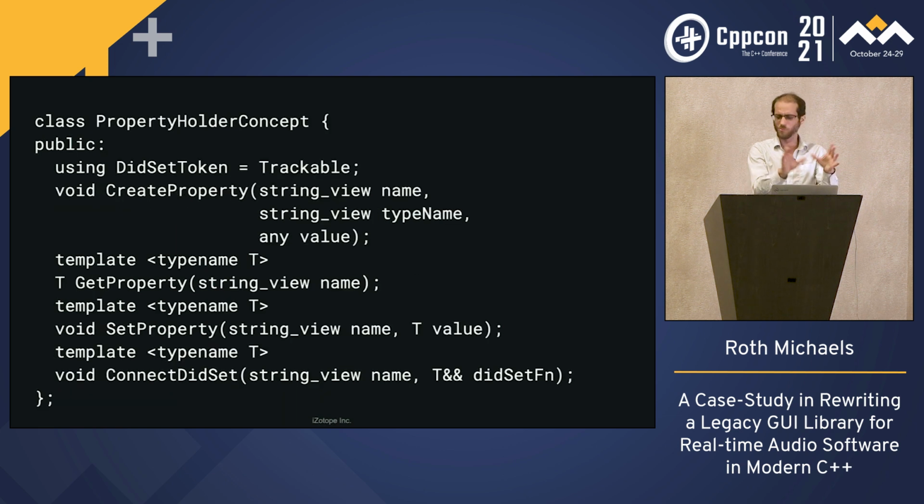And I didn't write this out in the actual concept notation. I have not actually compiled much with C++ concepts from C++20. I wasn't sure if I was lying on the slide. So instead, I'm showing an example class that would satisfy this concept, where it has a did set token, create property, get property, set property, and connected set.